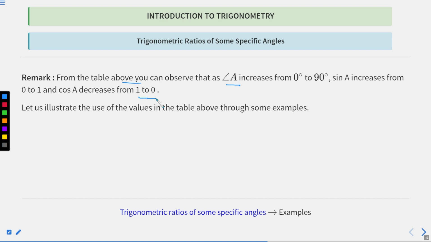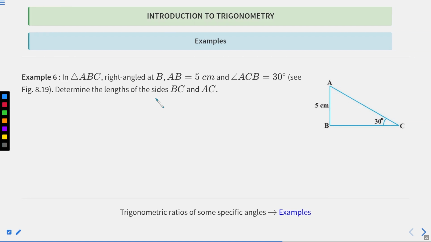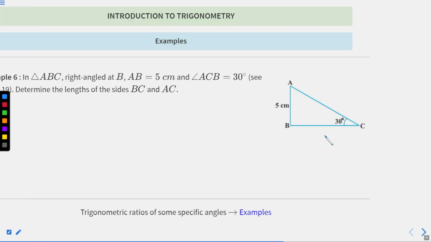So here we will explore some examples related to this topic. In triangle ABC, right angle at B, the length of AB is equal to 5 centimeter, and angle ACB is equal to 30 degree, and we have to determine the length of the sides BC and AC. Okay, so let us solve it.